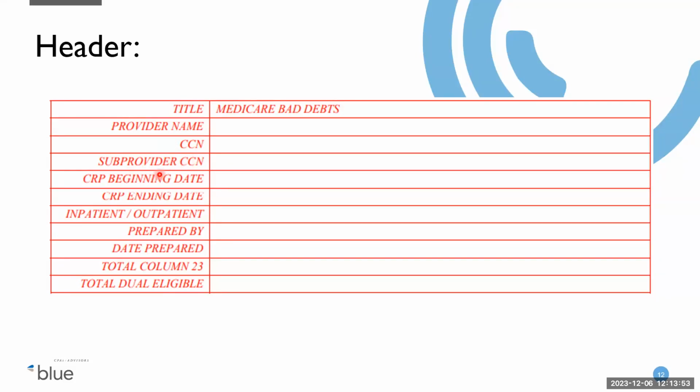Then the sub-provider is going to be whoever you're working on that tab. So if it's the rural health clinic, you're going to put their provider number right here. Your cost report beginning date, your ending date. Are you working on inpatient or outpatient? Who's preparing it? The date you prepared it. And then these bottom two columns I'm going to go into later, but you're totaling up the tabs, basically, is what those are.